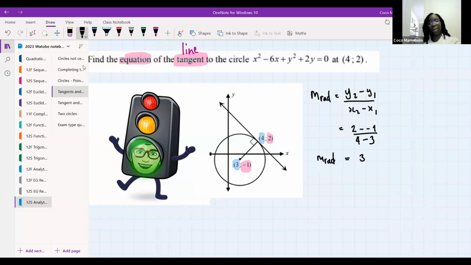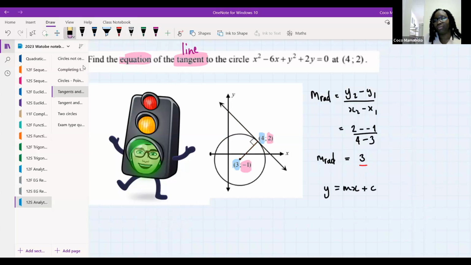And then what did we do with the gradient? Then we're going to use y is equal to mx plus c. Mm-hmm. And then we're going to substitute the point 4 and 2. So it's going to be y is equal to 3x plus c, and then we substitute in 4 and 2. Okay, now we're going to have to pause again. Remember, Kamohelo, what you've given me here is the gradient of this line, not of that one. How are we supposed to get the gradient of the other line?